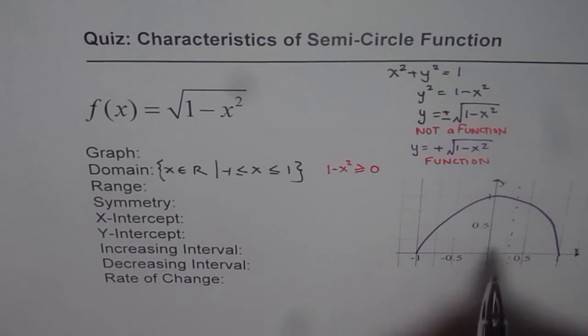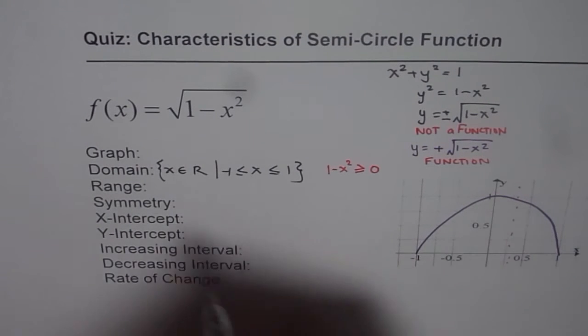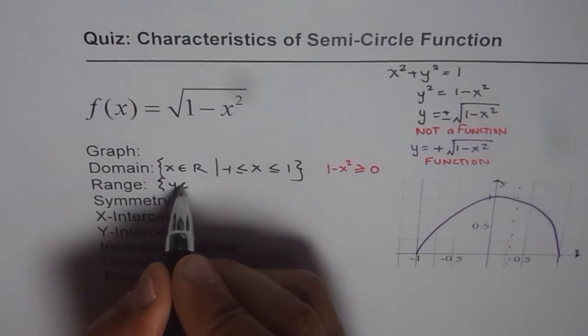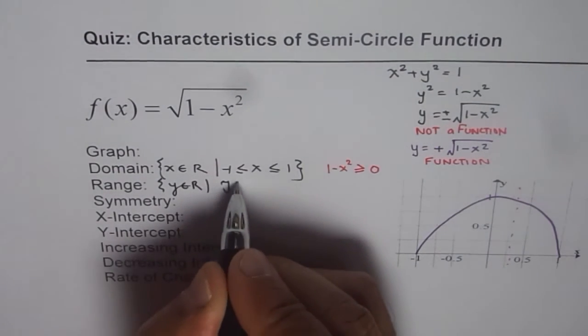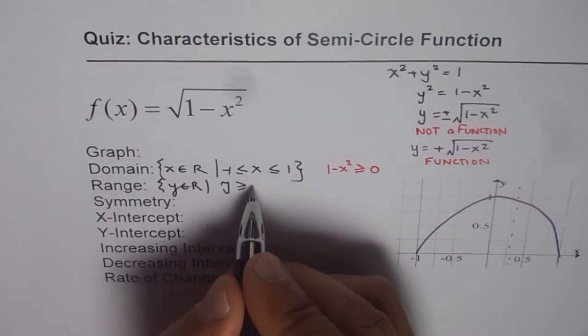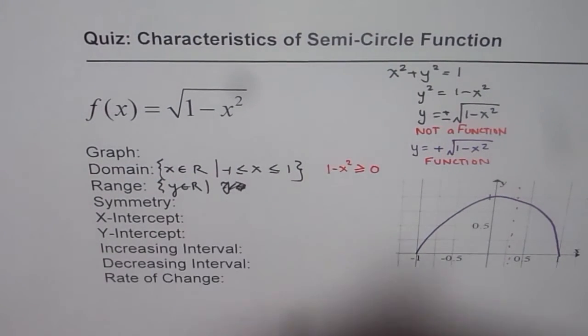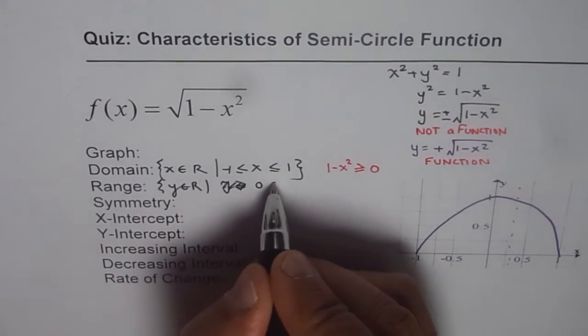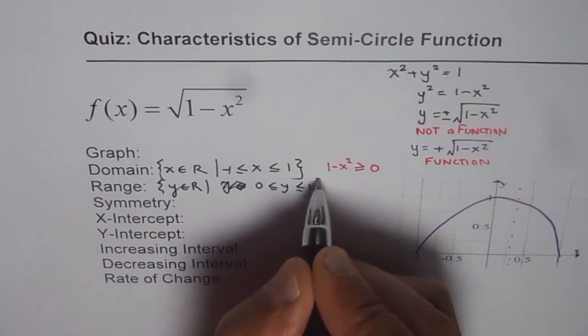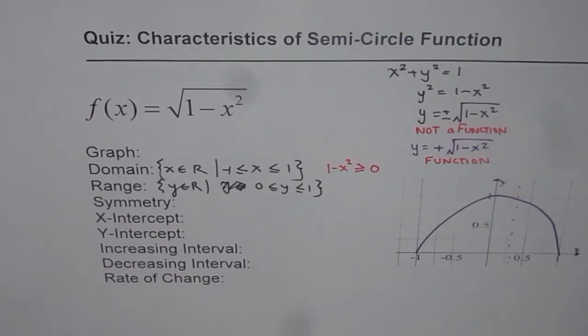How about the range? Range, we see it is from 0 to 1, so we can say y belongs to real numbers, so that y is greater than or equal to 0 but less than 1. So I should have written like this. Let me rewrite this. Y is between 0, including 0, and 1, okay? So that becomes the range for this function.